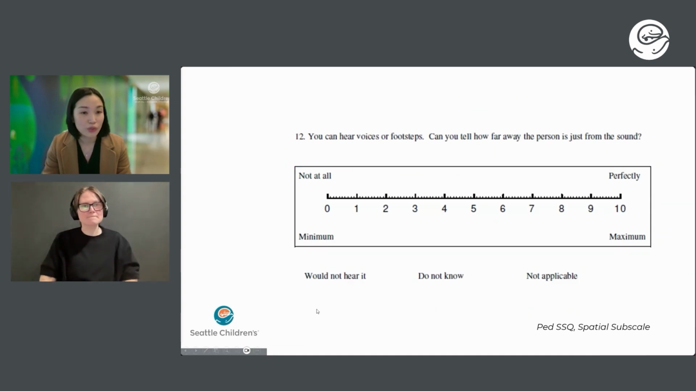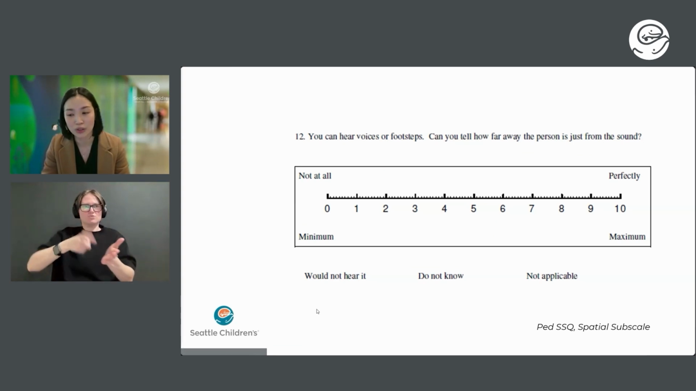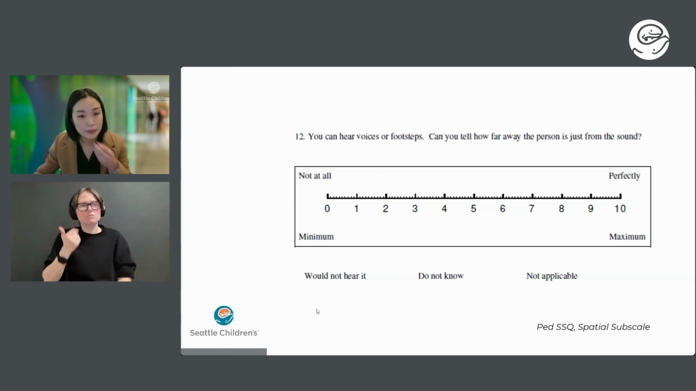Another example is you can hear voices or footsteps. Can you tell how far away the person is just from sound? So this is again, localization in relation to distance, something that a kid with unilateral hearing loss may struggle with somewhat.